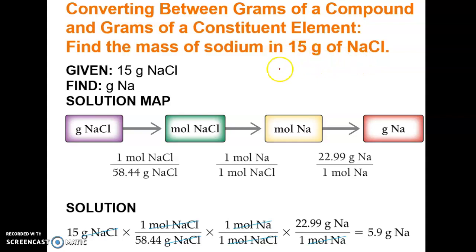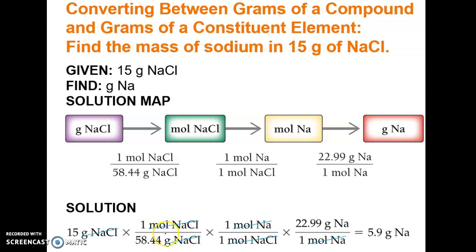Can't I get out of grams of NaCl and into moles of NaCl using the molar mass? How do you always get from grams to moles and moles to grams? The molar mass. They've already calculated the molar mass of NaCl for us, so it's 58.44. So we're going to start here with our 15 grams of NaCl, and use the molar mass to get out of grams of NaCl and into moles of NaCl.